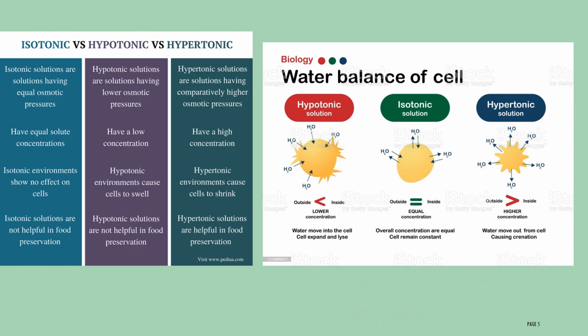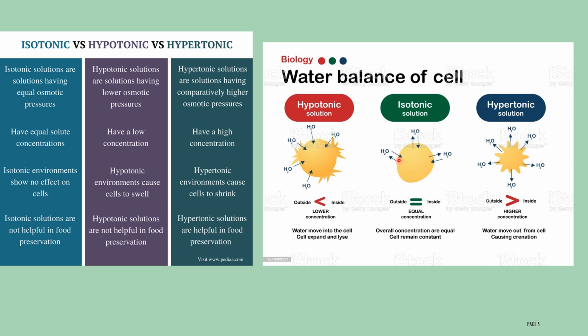Let us discuss the difference between isotonic, hypotonic, and hypertonic solutions. First one, isotonic solutions are solutions having equal osmotic pressure. In the case of an isotonic solution, the concentration of the solute inside the cell will be equal to the concentration of the solute outside the cell.